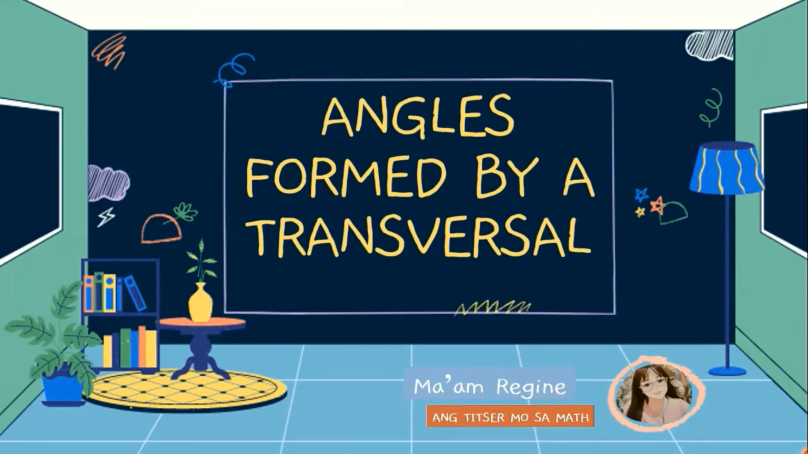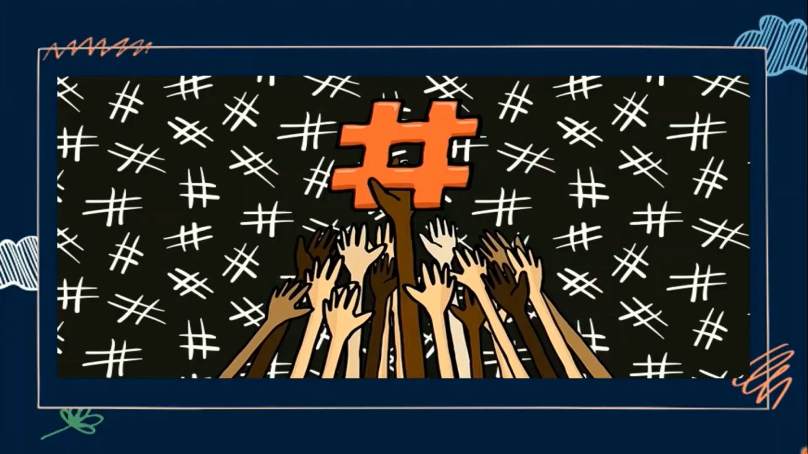Today we will be learning about angles formed by a transversal. This is a lesson under Grade 7 Mathematics, Quarter 3, Lesson 3. Kaya tara na, and let's do the math.